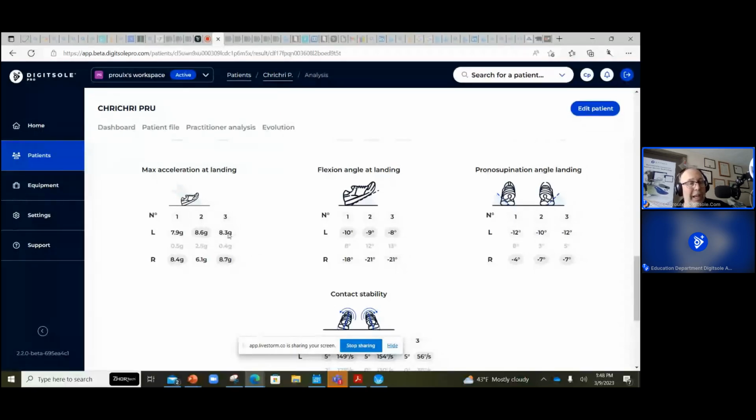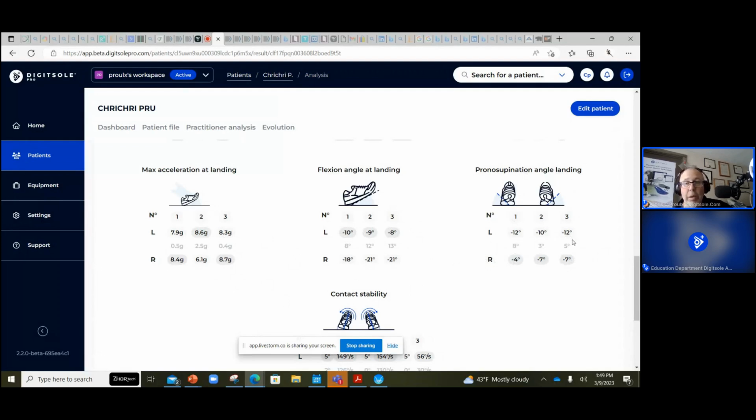Those are actually pretty high based on the performance of this person. I've seen much stronger, more powerful people jump much further and have much lower acceleration rates at landing. The flexion angle at landing, consistently, we see that it's reduced on that left side. So that tells me that they're not really going into full leg extension position, and/or it is a result of how far they're going. Supination at landing, we see that they're much more neutral on that right side than they are on that left side.